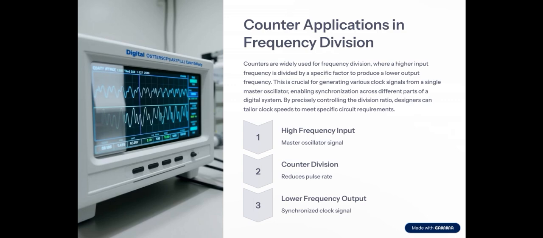Counter application in frequency division. Counters are widely used in frequency division, where a higher input frequency is divided by a specific factor to produce a lower output frequency. This is crucial for generating various clock signals from a single master oscillator, enabling synchronization across different parts of a digital system.